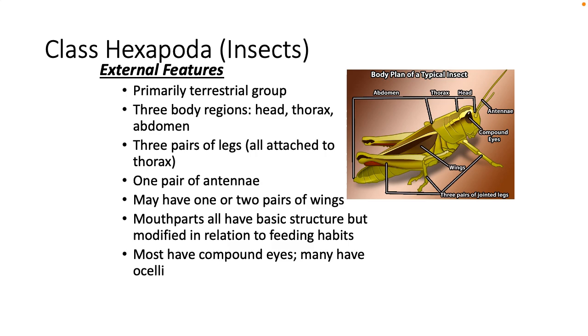Okay, so class Hexapoda, your insects. They're the primary terrestrial group, with three body regions: head, thorax, abdomen. They have three pairs of legs, and they're all on the thorax. One pair of antennae. They can have one or two pairs of wings. Most have compound eyes, but there are some that have simple eyes.